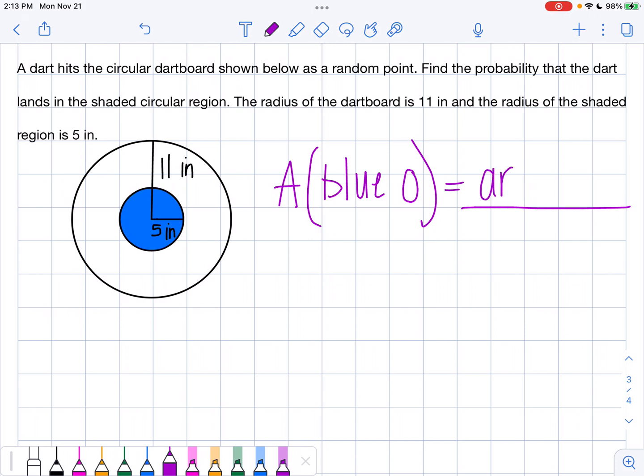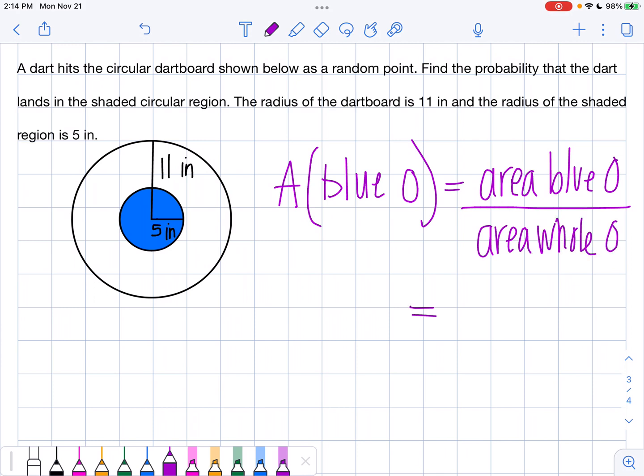So I need to find the area of the blue circle. And where could it land though? It could literally land in the whole circle. Again, we're going to pretend I'm actually remotely good at darts where I'm always going to hit the board. And I'm going to have the area of the whole circle. Okay, so we know the area of a circle is pi times r squared. So I'm going to hit pi. My radius of my small circle, it tells us the radius of the shaded region is 5, and it's in the picture. So this would be 5 squared. Divided by the area of the whole circle, the radius of the dartboard is 11. So divided by 11 squared.